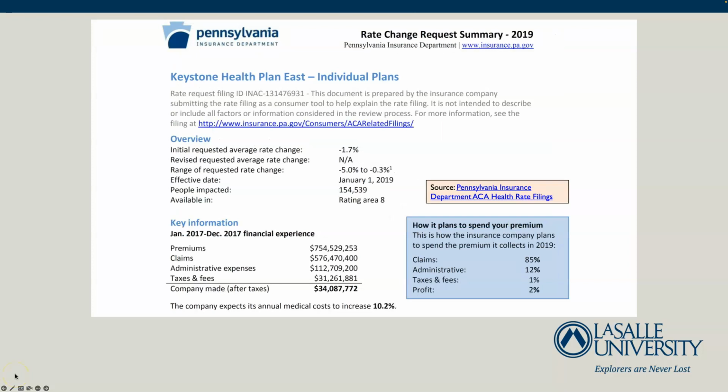The following year, in 2017, we saw that premiums went up, as did claims. But the company's bottom line improved, and they made a profit of $34 million, and you can see where they were expecting annual medical costs to increase by like 10%, which is still pretty high for the 2019 year. And then they requested a rate reduction in that case, actually due to the kind of stability in the market that they had faced.